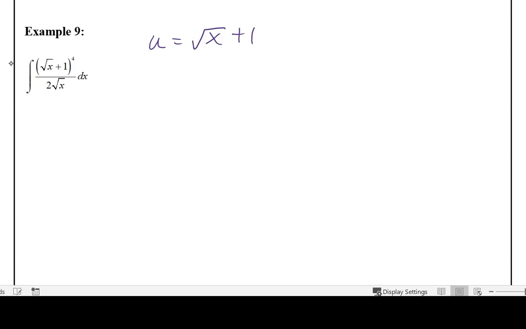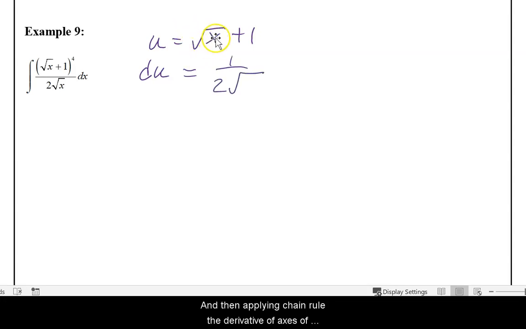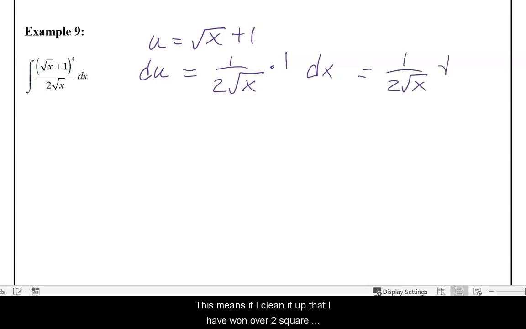Let's see if I'm right. To compute du, we take the derivative of both sides with respect to x. Remember that for the square root, the derivative will be 1 over 2 square root. And then applying the chain rule, the derivative of x is, of course, just 1. Now, the derivative of 1 is 0. Be very careful that you don't accidentally write plus 1, forgetting that you are, in fact, taking the derivative with respect to x. Swing the differential around to the other side. This means, if I clean it up, that I have 1 over 2 square root of x times dx as the differential du.